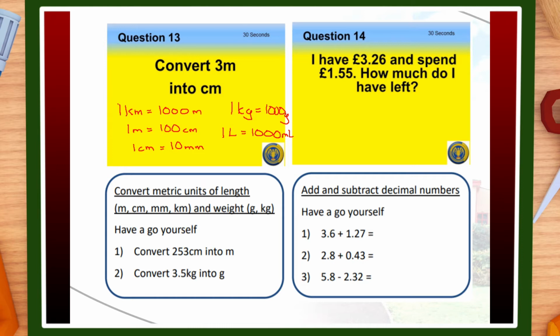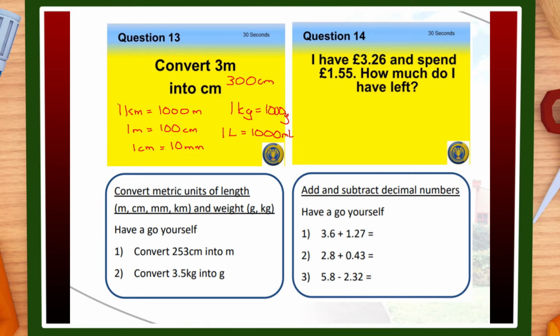I've also written the volume conversion that a litre is 1,000 millilitres, but that won't be needed in this question. Convert 3 metres into centimetres is the question, so the conversion we're using here is that each metre is 100 centimetres. So 3 metres is 300 centimetres.